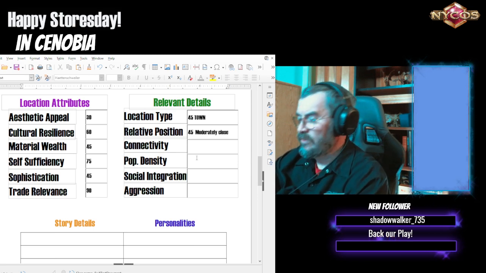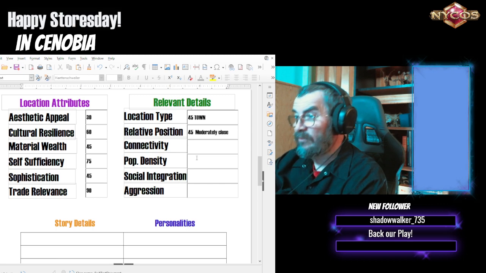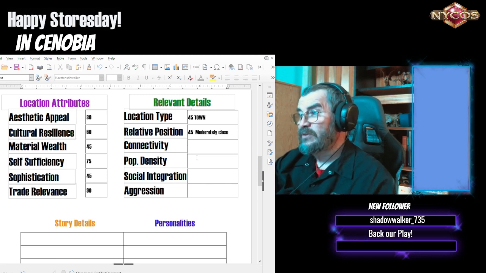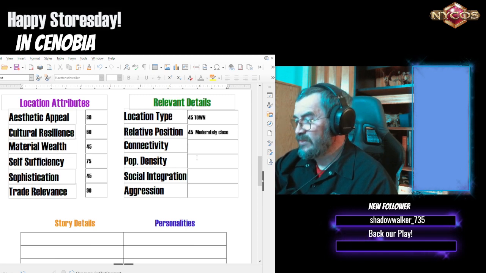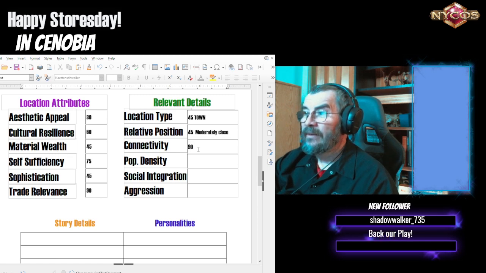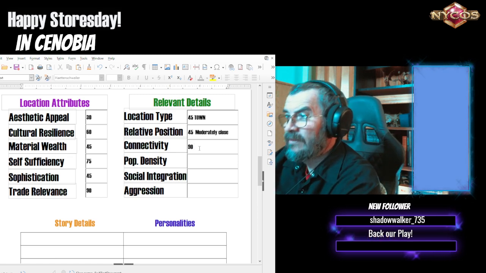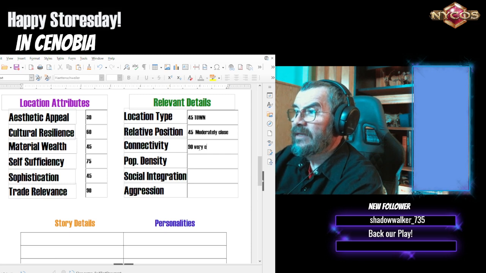Connectivity is going to be way up there because we have the railroad and the first of the major thoroughfares, Old 40, Highway 40, which runs right through these areas, and Highway 40 pretty much traced the railroad's course from one coast to the other. So connectivity was really high. So again, I'm going to put it at 90. Very connected.